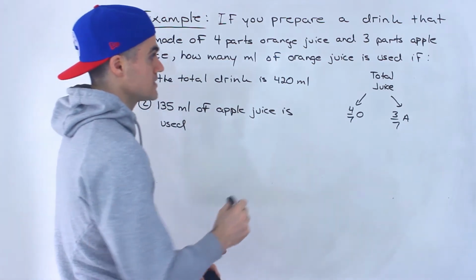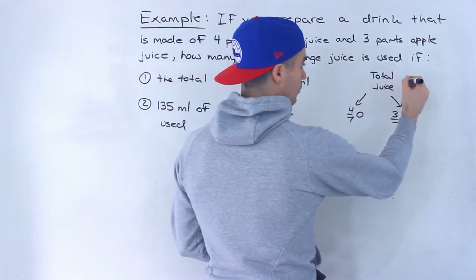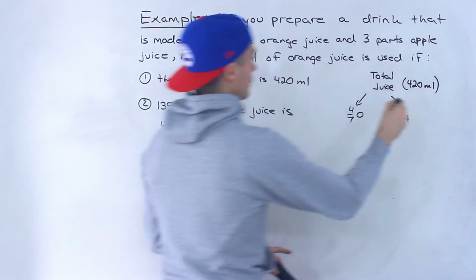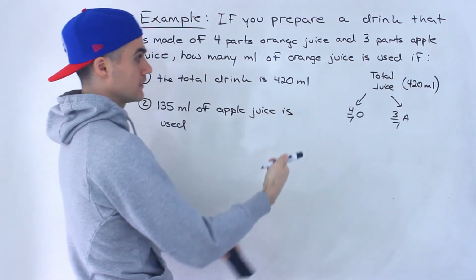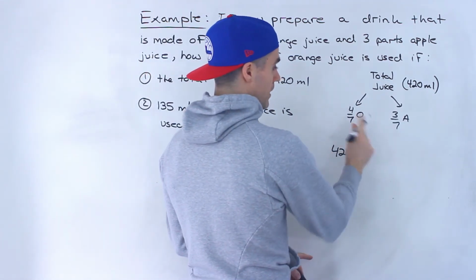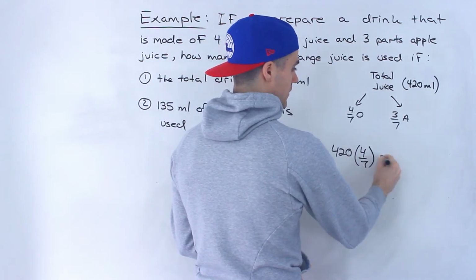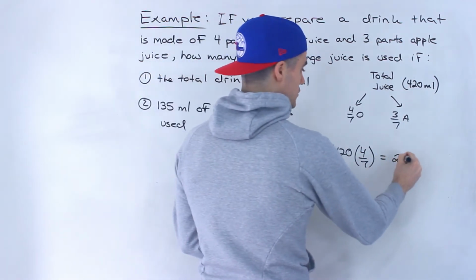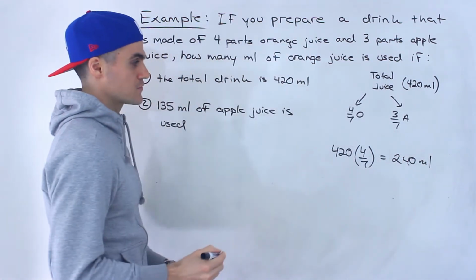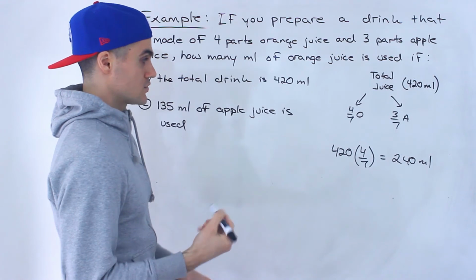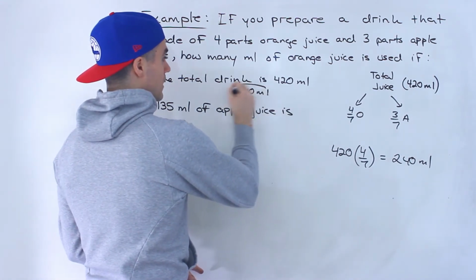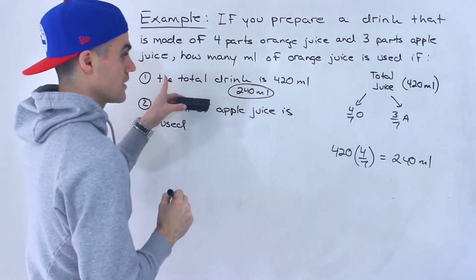So the first case is pretty easy. We're told that the total amount of juice is 420 milliliters. Well, to get how many milliliters of orange juice, we would just take that total amount and multiply it by 4/7. Right? And that would give us 240 milliliters. 4/7 times 420 is 240 milliliters. So 240 milliliters of orange juice is used in number 1.